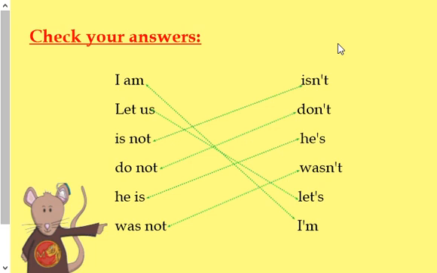Okay, welcome back. Here are your answers. So I am, we knew, was I'm. Let us becomes let's. Is not, isn't. Do not is don't. He is, he's. And was not is wasn't. Hopefully you're okay with all of those. What we're trying to do is just give you practice of recognizing what the contracted form of the words are.